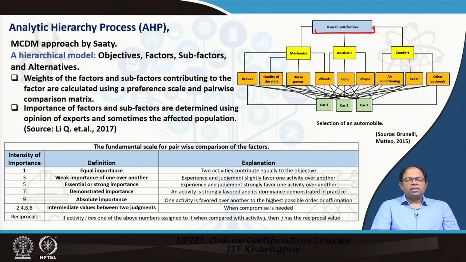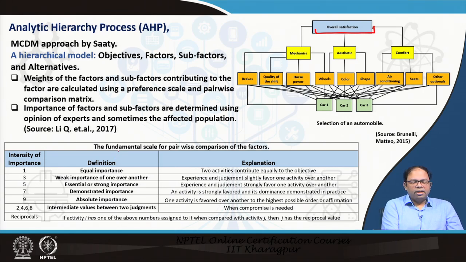Now, the weights of the factors and the sub-factors contributing to each factor are calculated using a preference scale and a pairwise comparison matrix. The difference between the previous method and this method is that here we do pairwise comparison. That means we take two items, like brakes and quality of shift for mechanics, and compare which one is more important. Using that pairwise comparison we create a matrix, and the score given to the matrix looks like this.